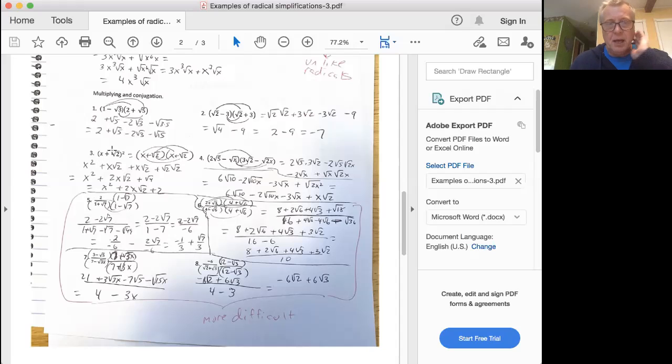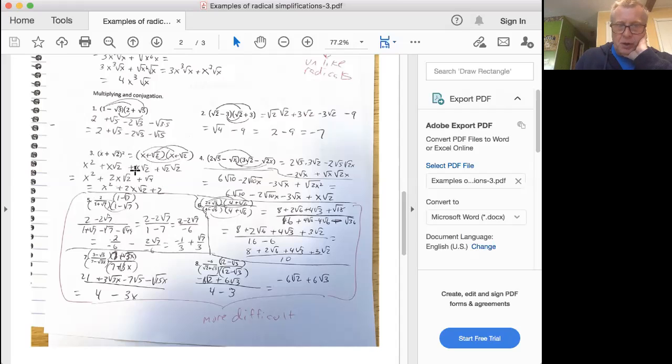When we have something like a quantity squared, don't forget that that's like repeating what's in the parentheses twice and then foiling out. So x times x gives us x squared. X times square root of 2 gives us x square root of 2. Square root of 2 times x gives us x square root of 2 again. And square root of 2 times square root of 2 gives us the square root of 4, which ultimately gives us this 2. So we have an x squared and a 2.